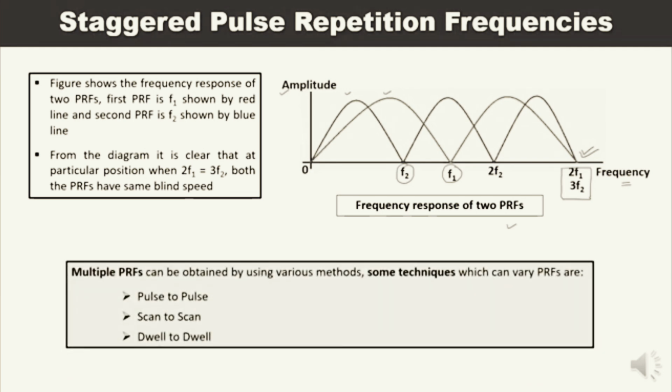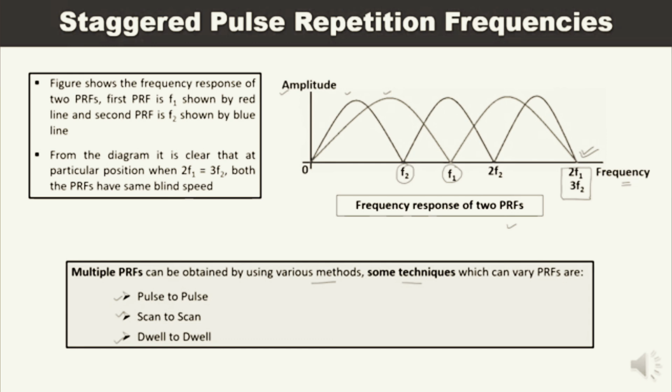Multiple PRFs can be obtained by using various methods, and some of the common techniques employed to vary pulse repetition frequencies are pulse to pulse, scan to scan, or dwell to dwell. So these are the various ways via which multiple PRFs can be obtained. But the problem actually occurs in using staggered PRF, that is the residual of uncancelled echoes of clutter.